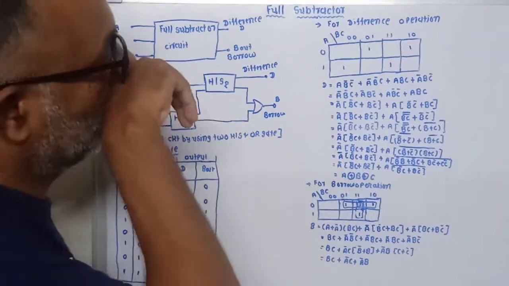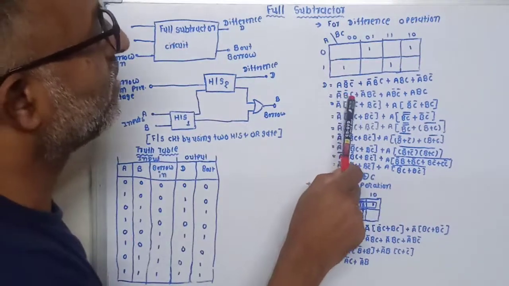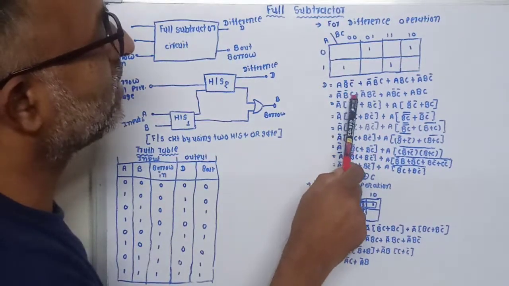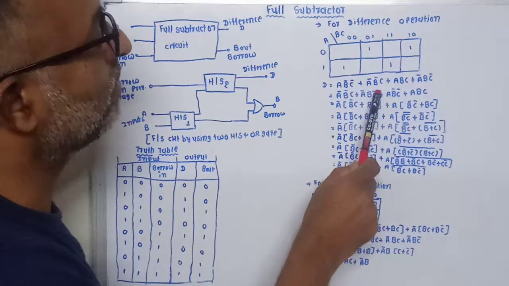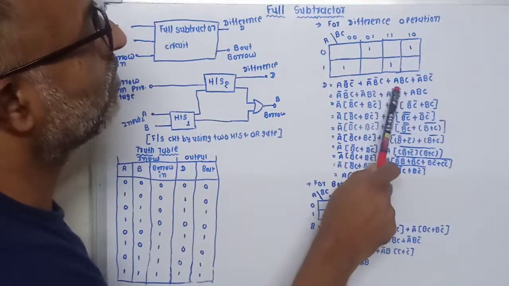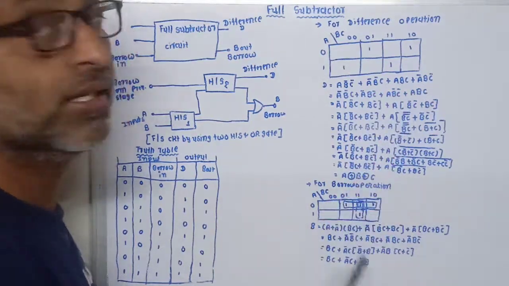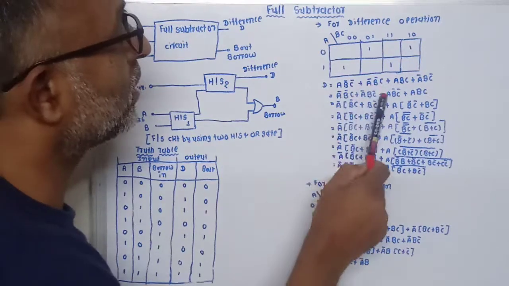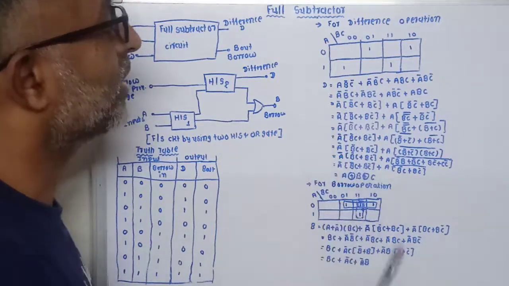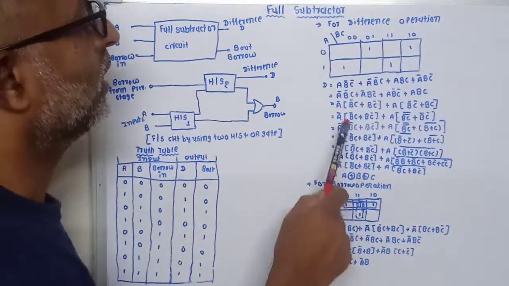Now we can arrange the terms: A bar, B bar, C plus A bar, B, C bar plus A, B bar, C bar plus A, B, C. Now from the first two terms we take A bar as common.